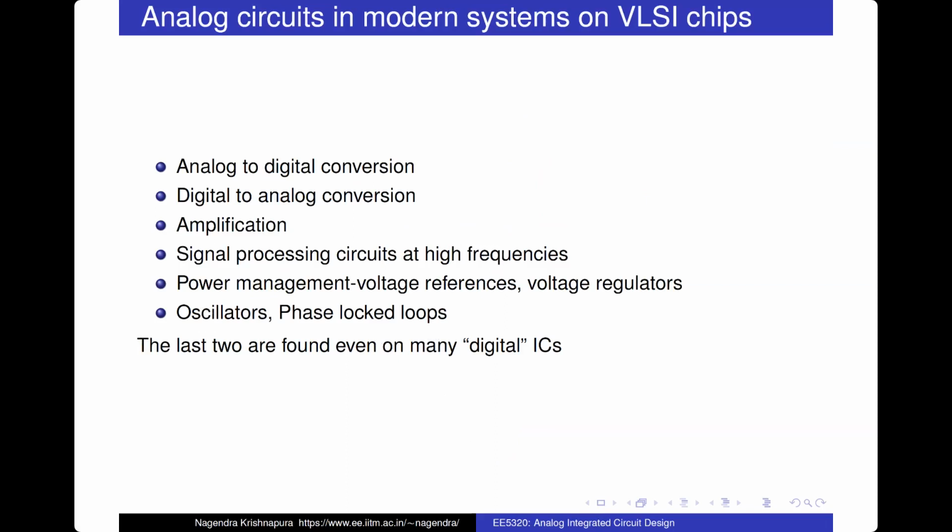And these power management circuits and oscillators, you find them even on quote unquote purely digital chips. I mean, if you have a microprocessor, you don't think of it as an analog IC. It is of course a digital IC, but you have this clocking circuitry and power management circuitry even in that. In fact, some of them have very sophisticated power management circuitry, so that you use as little energy as possible for doing the given computation.